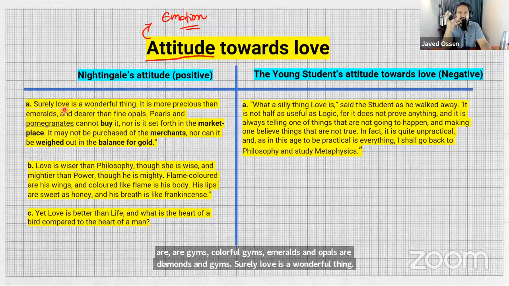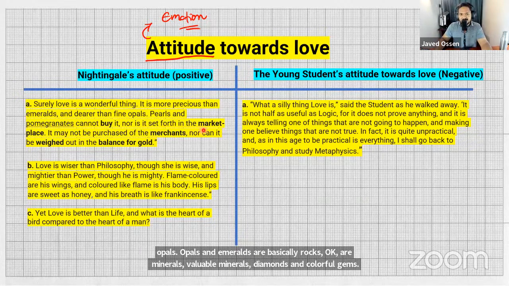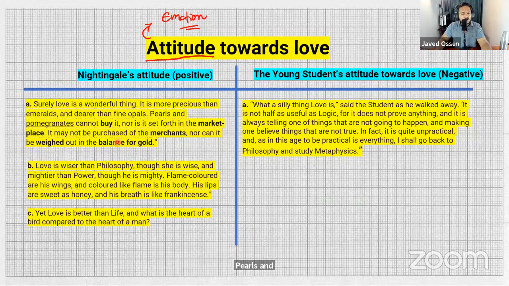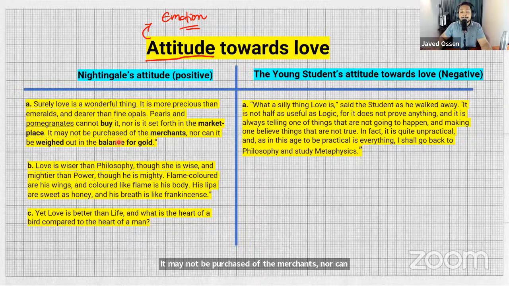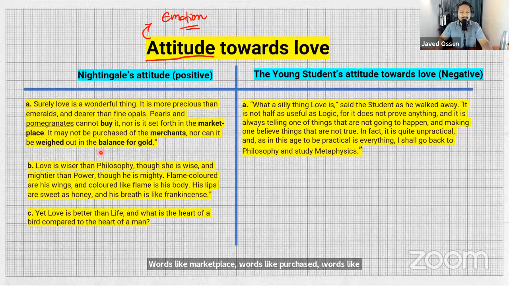Are minerals, valuable minerals, diamonds and colorful gems. Pearls and pomegranates cannot buy it, nor is it set forth in the marketplace. It may not be purchased of the merchants, nor can it be weighed out in the balance for gold. Now tell me the words that you find in a marketplace, in a bazaar, words like buy, marketplace, purchased, merchants, weighed, balance.